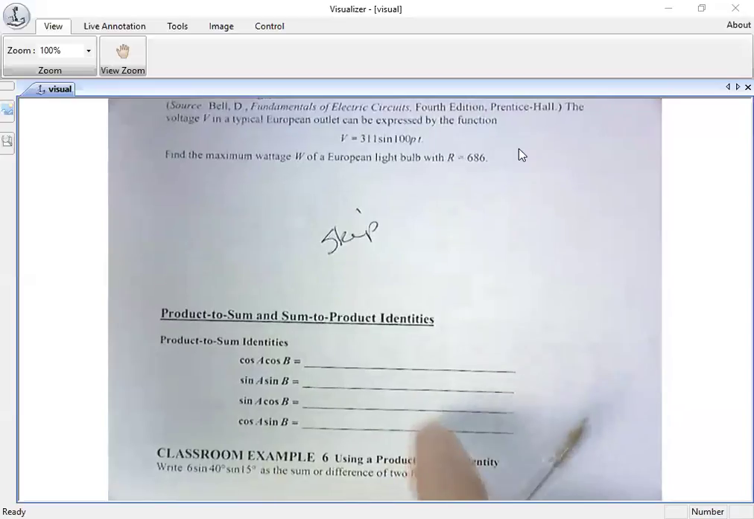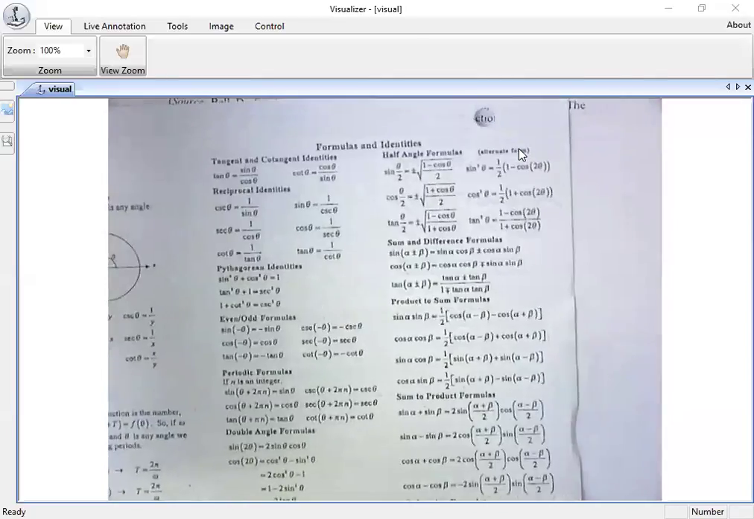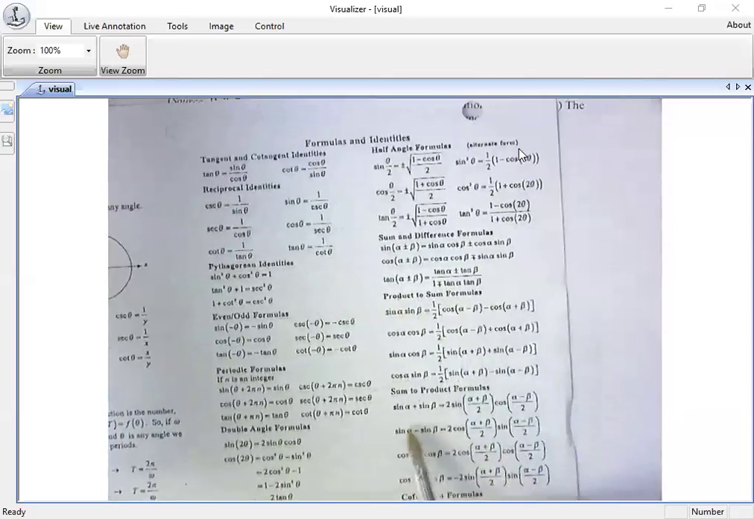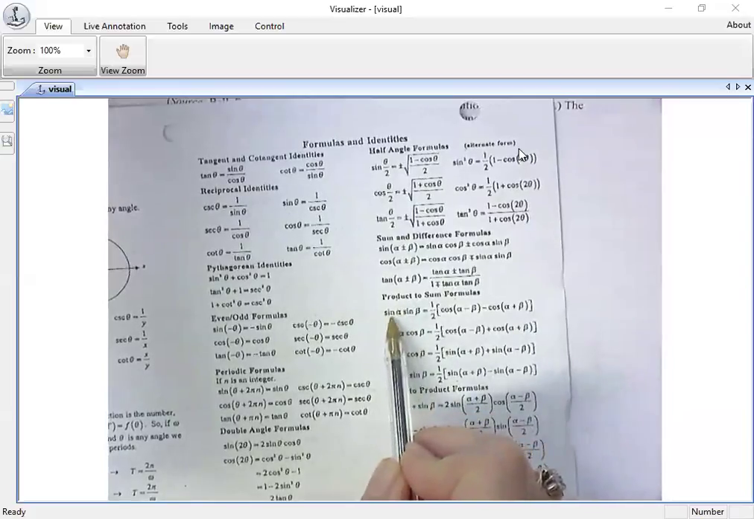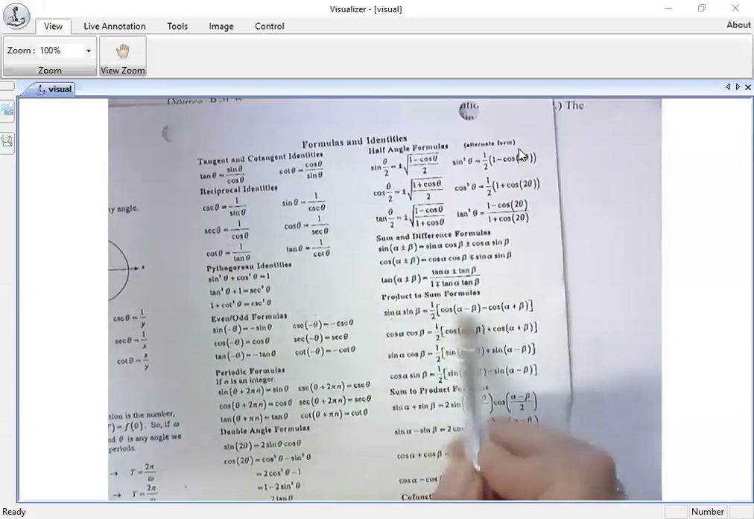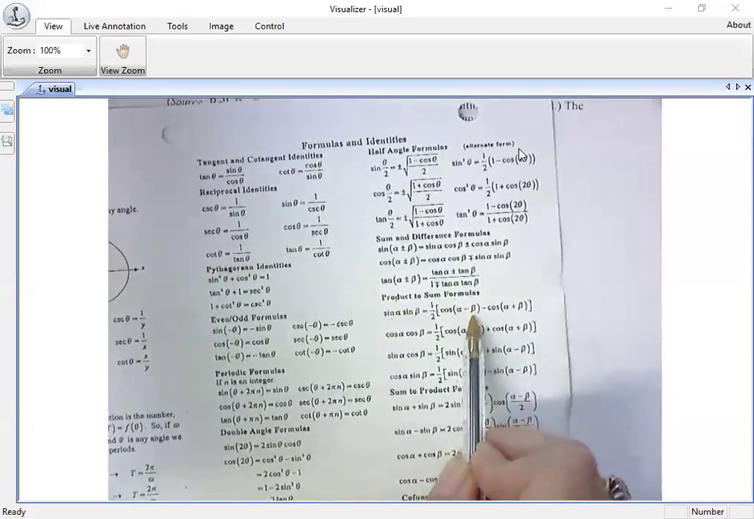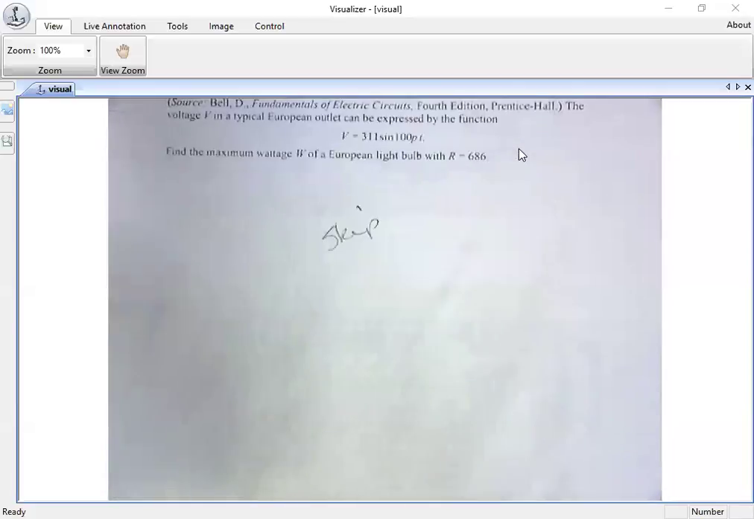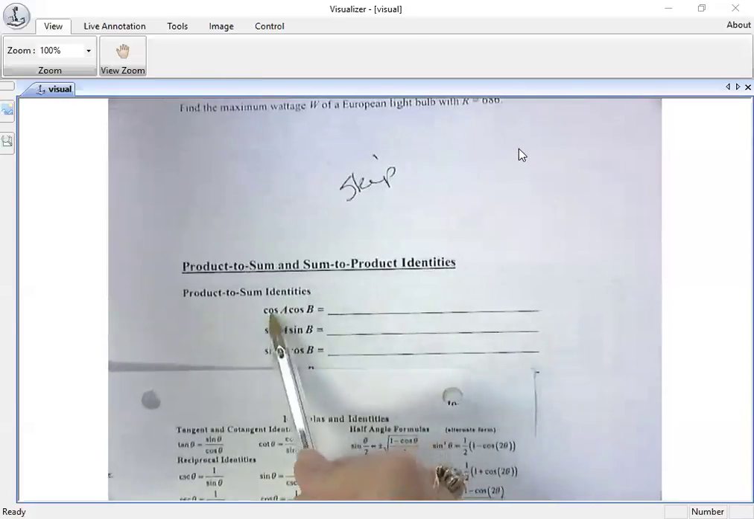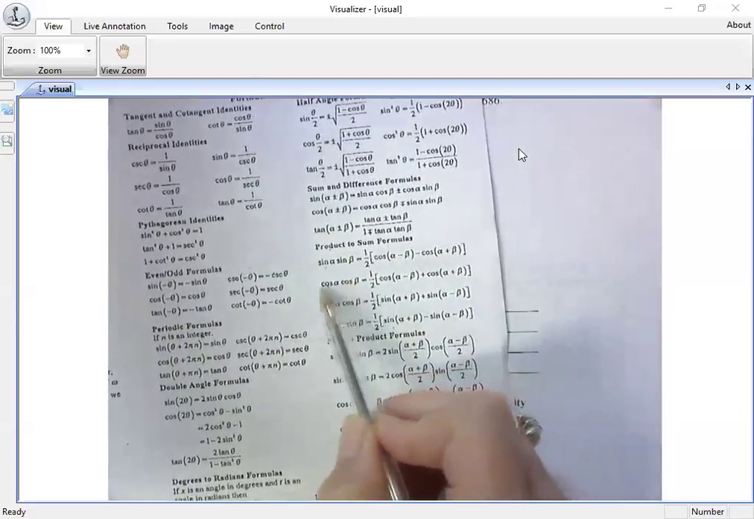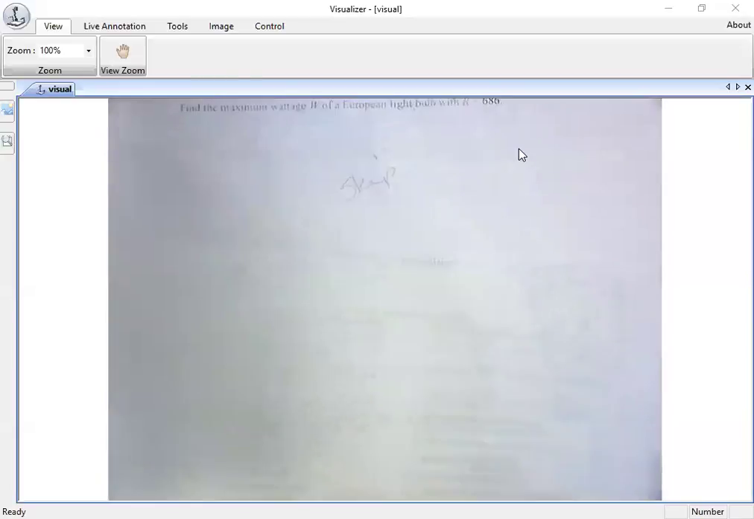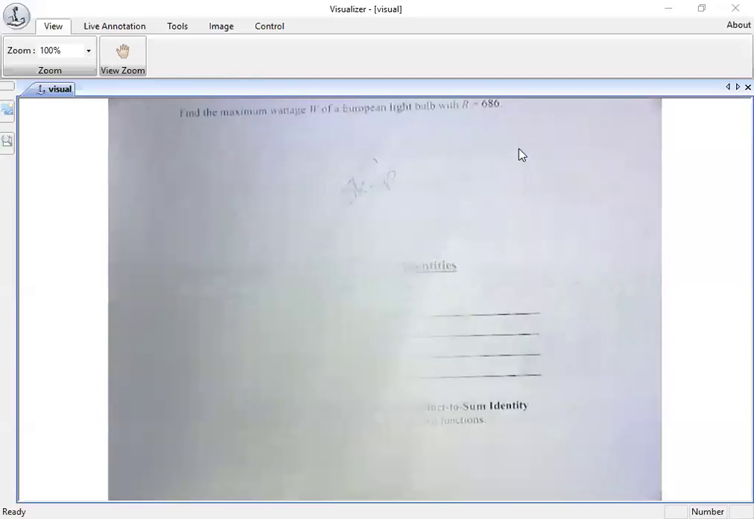So let's talk about product to sum and sum to product identities. If you're looking on your sheet, here's where you see product to sum and sum to product. So product means we started off with things being multiplied, and then we're going to rewrite them as things that get added or subtracted. We can also go the other direction. So on this one, if I look at cosine A times cosine B, that looks like this one right here, okay? And so all of these are going to come out of this section.